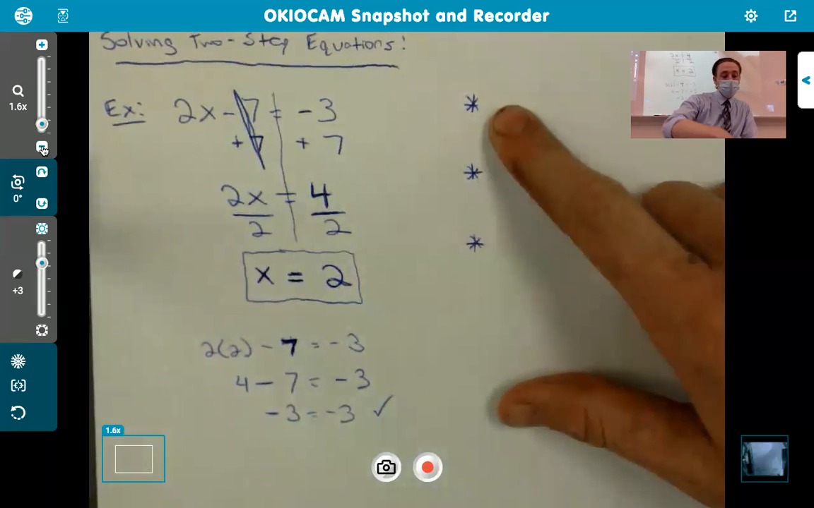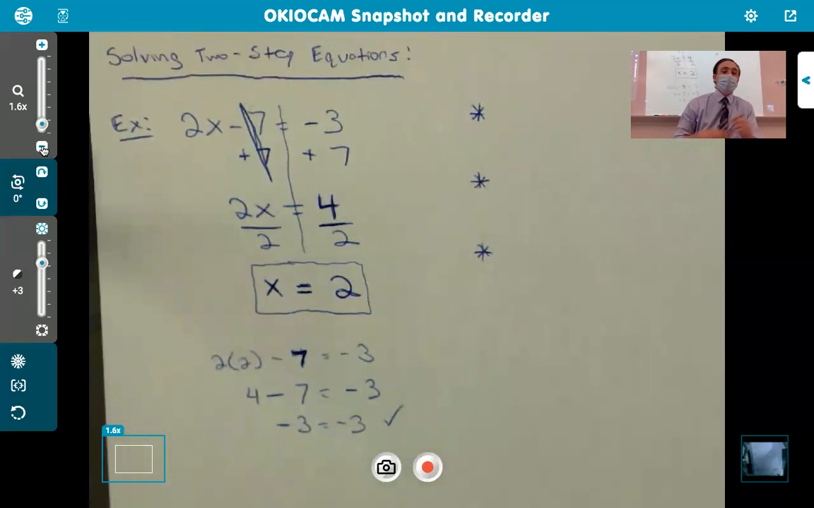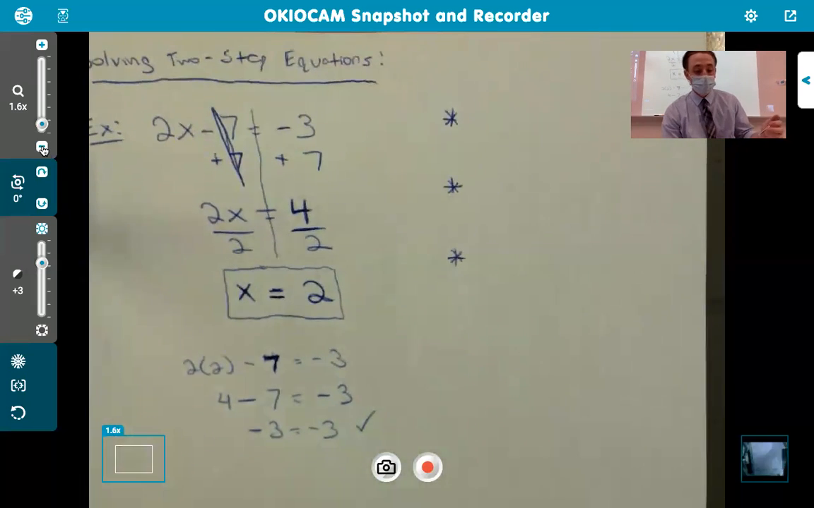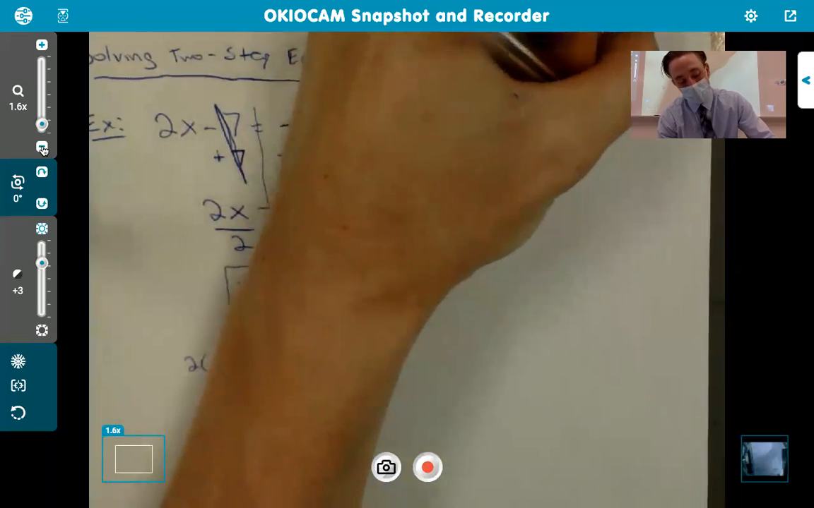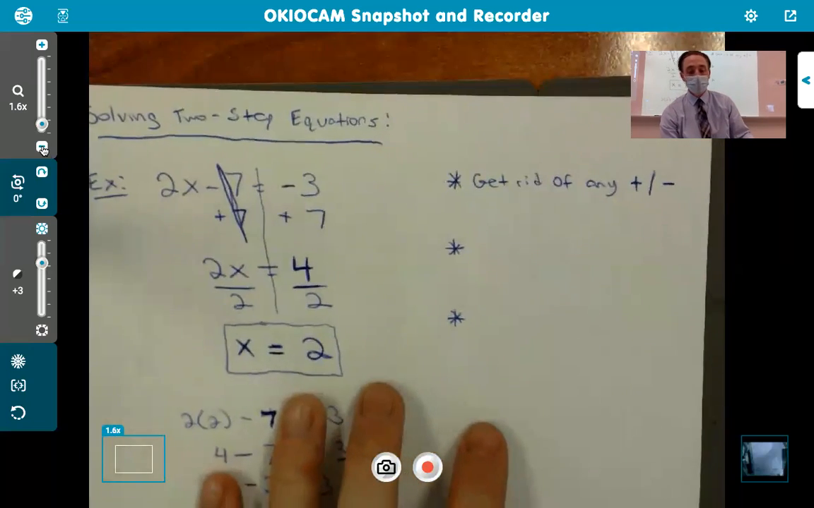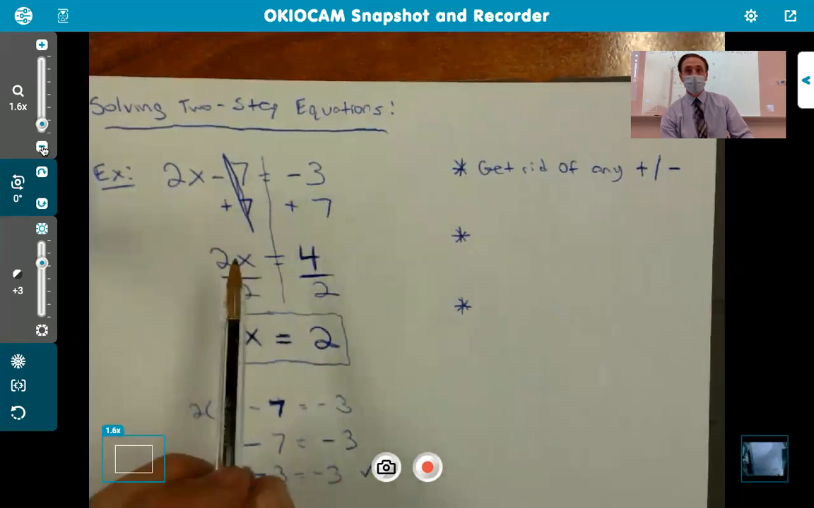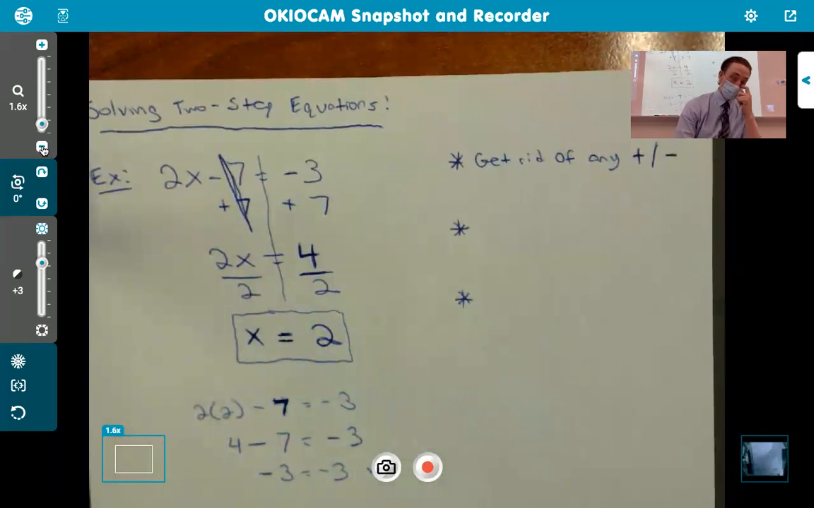Now these asterisks or stars off to the side are going to be our steps for this. So what was the first thing I did on both sides? Added the 7, right? So my first step is to get rid of any addition or subtraction. I'm just going to write plus/minus. I'm going to do that on both sides. So if I have a -7, I'm going to add to both sides. If I had a +7, I would subtract on both sides. That's always going to be your first step.